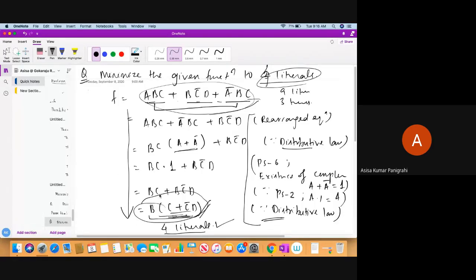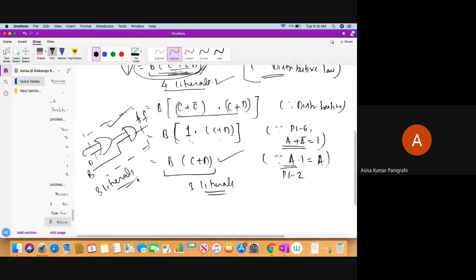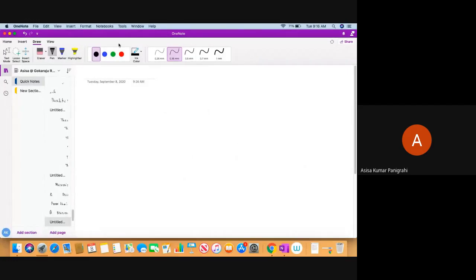You have to do this one. But here the question is given to minimize the given function to 3 literals. Obviously the answer would be this one. I have reduced it to the 3 literals. So the next question, before starting the question we'll have to study some of the different things actually here.